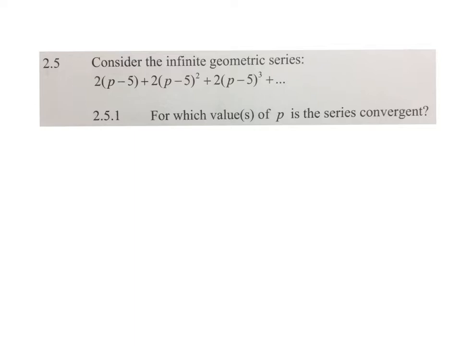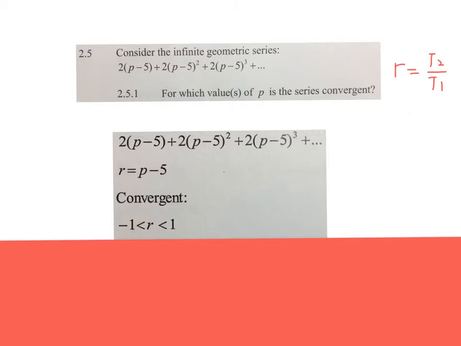Last question of the video says, consider the infinite geometric series, and they gave us 3 terms, and it goes on infinitely. For which value or values of p is the series convergent? Firstly, work out r, t2 divided by t1. That term divided by that term. Then you get r is p minus 5. Because it's convergent, r will lie between -1 and 1.